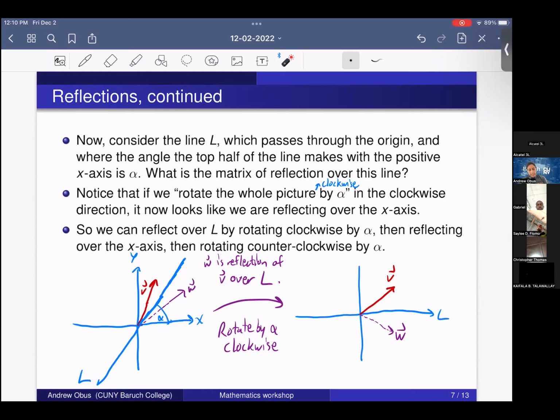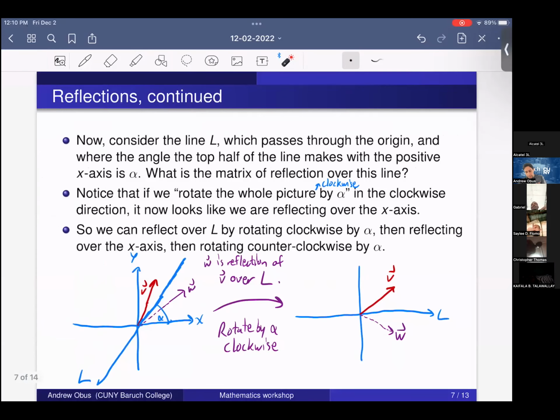And so what this says is, how do we do a reflection over L? If I want to know how I get w from v, I can start by rotating v clockwise by alpha. Then I can reflect over the x-axis. That's something that we know how to do. And then what I can do is just rotate this picture back counterclockwise by alpha again. And that's going to give me w.